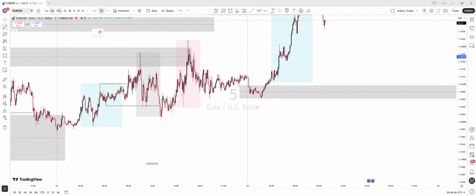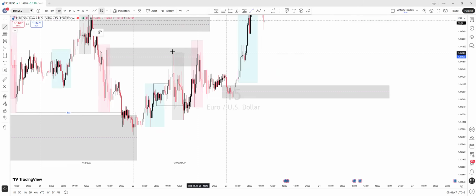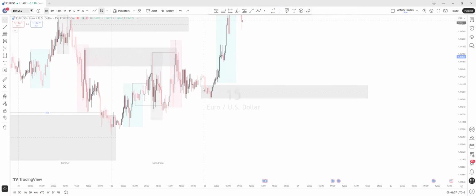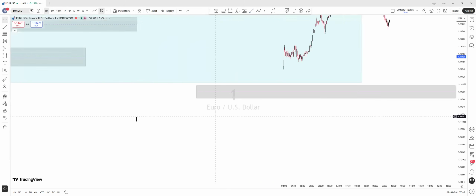This is what gave me confidence. We had a sweep of this high here. I said, okay, market wanted to sweep this high and also sweep this high here around this area and then push down. Now, at this point of time, I went to 1 minute time frame.